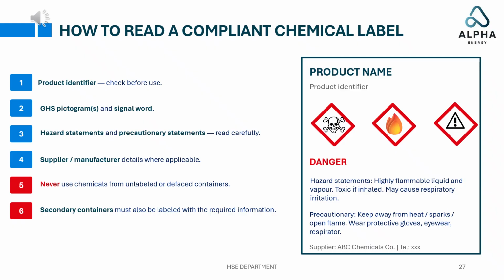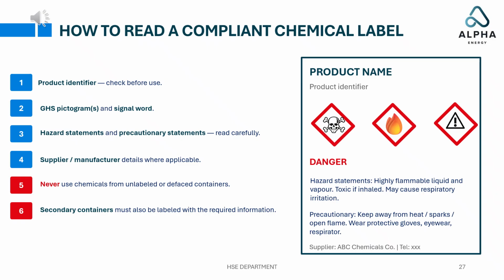Third, hazard statements and precautionary statements. These tell you what the specific risks are and what you need to do to protect yourself. For example, highly flammable liquid and vapor, or protective gloves and eyewear. Read these carefully. Fourth, supplier or manufacturer details. This includes contact information for the company that made the chemical.